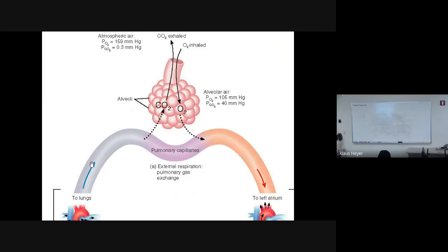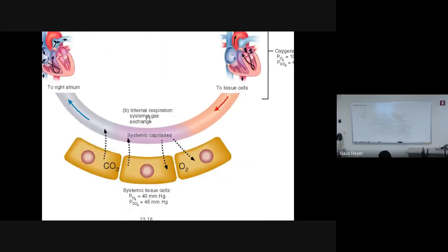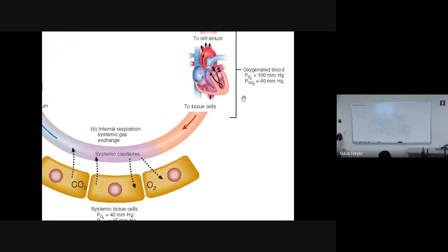So here the pressure's 40. And then as it's going by the alveolus, oxygen starts going into the blood, so the pressure starts going up. If you look on this side, it's 100. So now the oxygenated blood has an oxygen pressure of 100. Now this oxygenated blood is going to go by all of your cells.